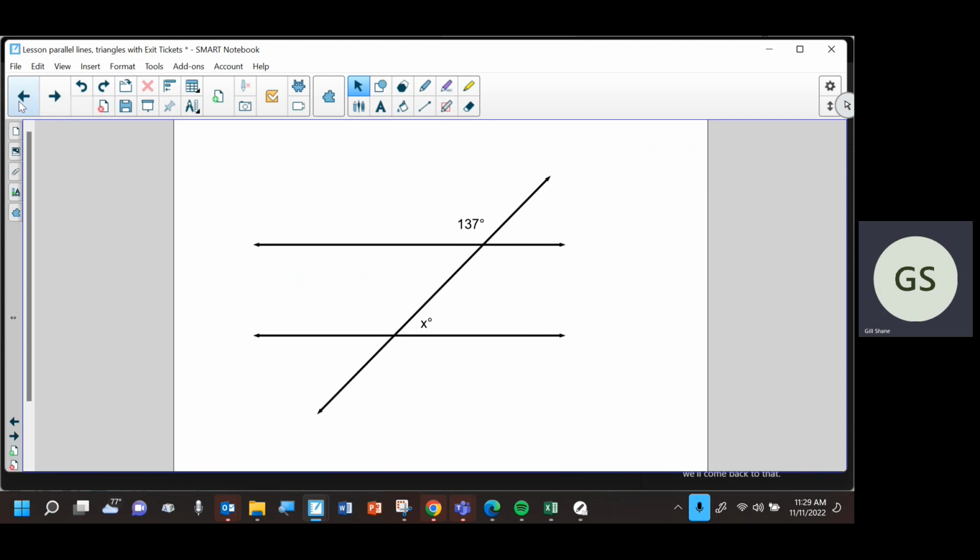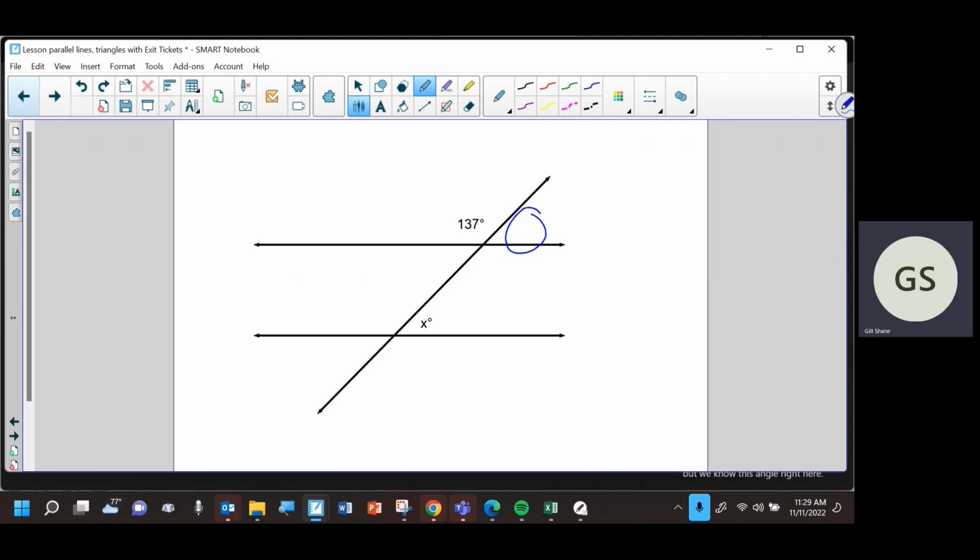Well, what could we do to solve for x? We can't just say they're equal, right? X is a small angle. 137 is a big angle. We can't say they're equal. What can we do? Yeah, because what do we know? We don't have a rule that says that, but we know this angle right here.